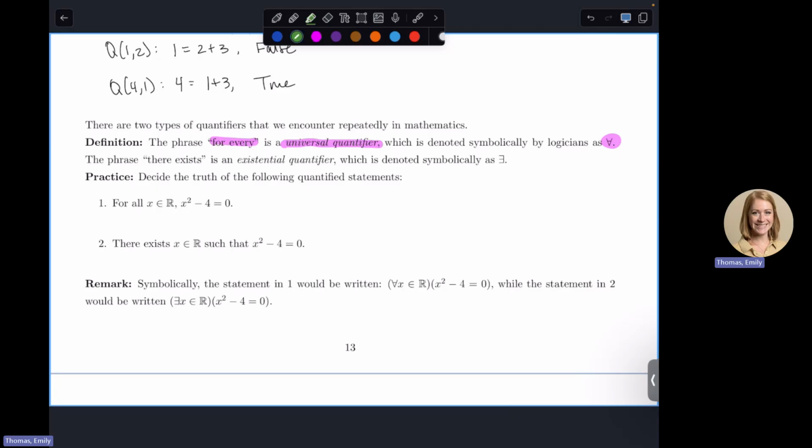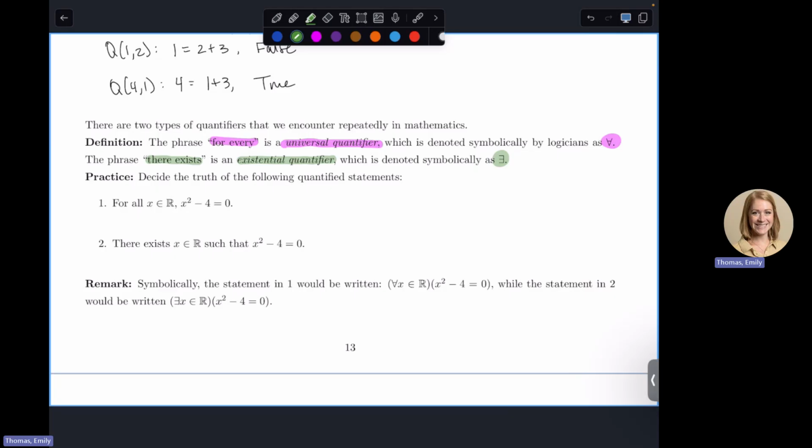The other one is there exists. That's the existential quantifier because it exists. It's saying that one of them exists. Symbolically, that's a backwards E, because an upside down E would just be an E, so I got to make it backwards. So for all, that means for every. There exists, that means there is at least one.